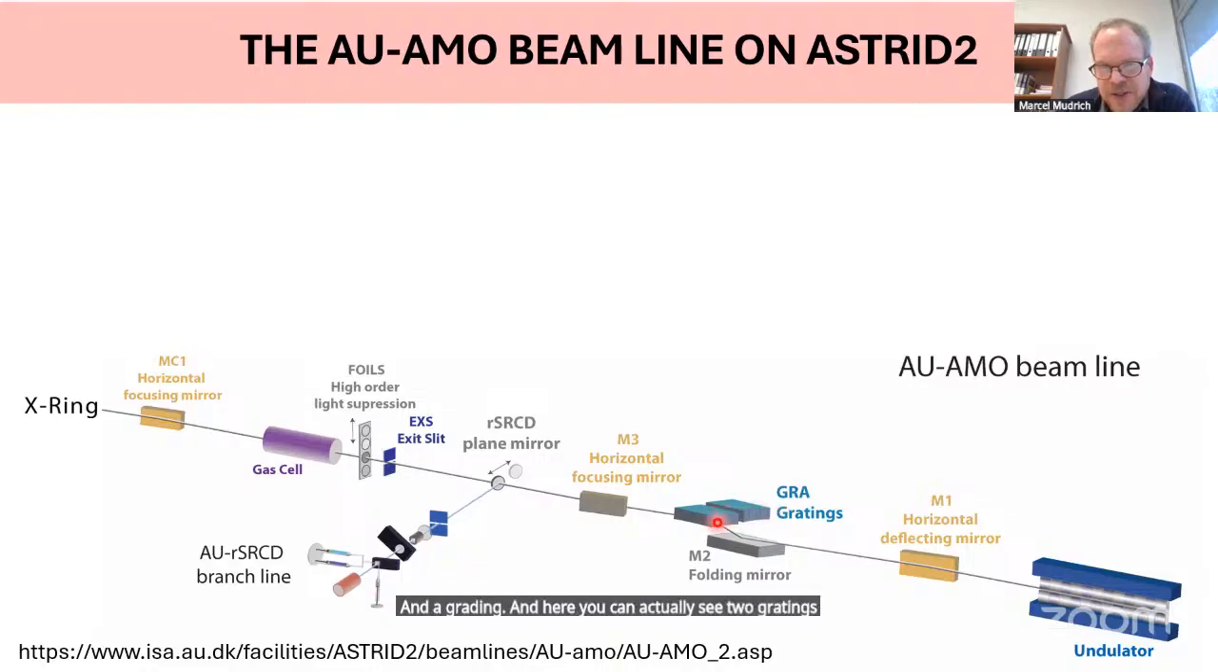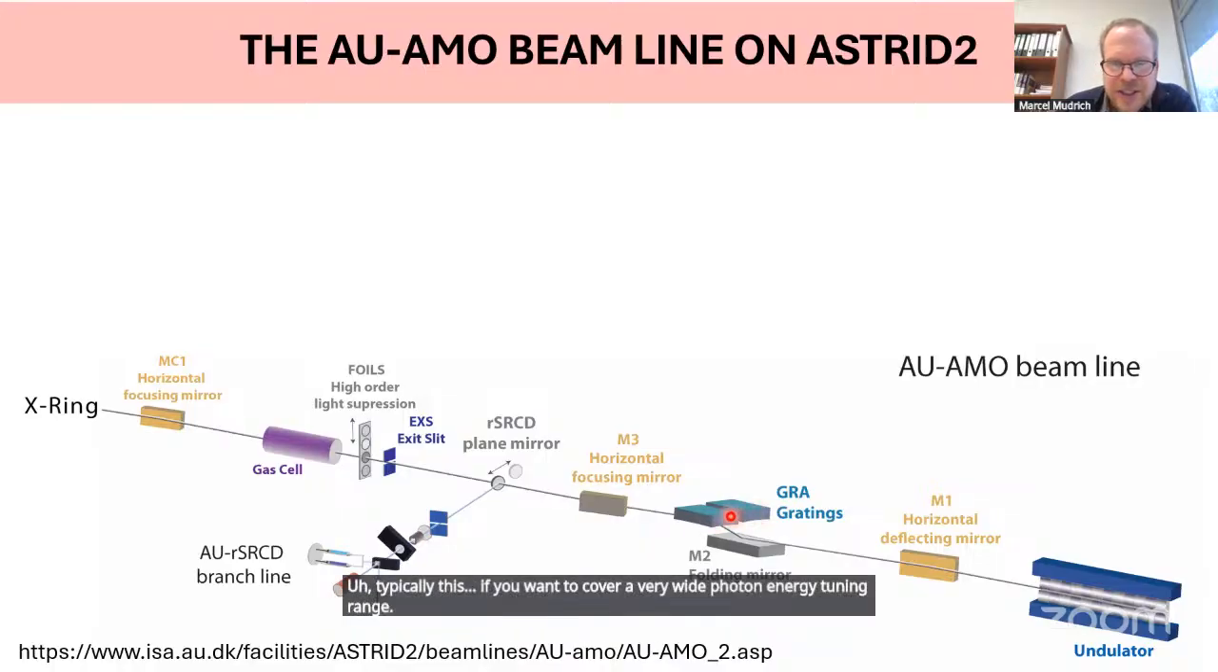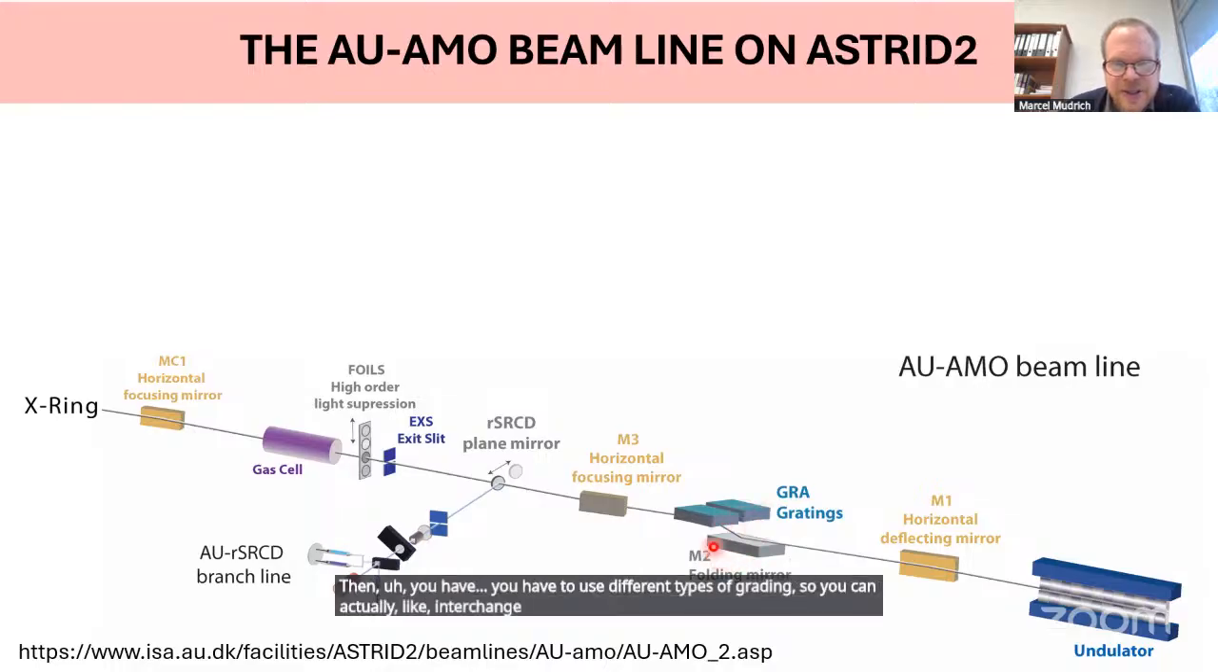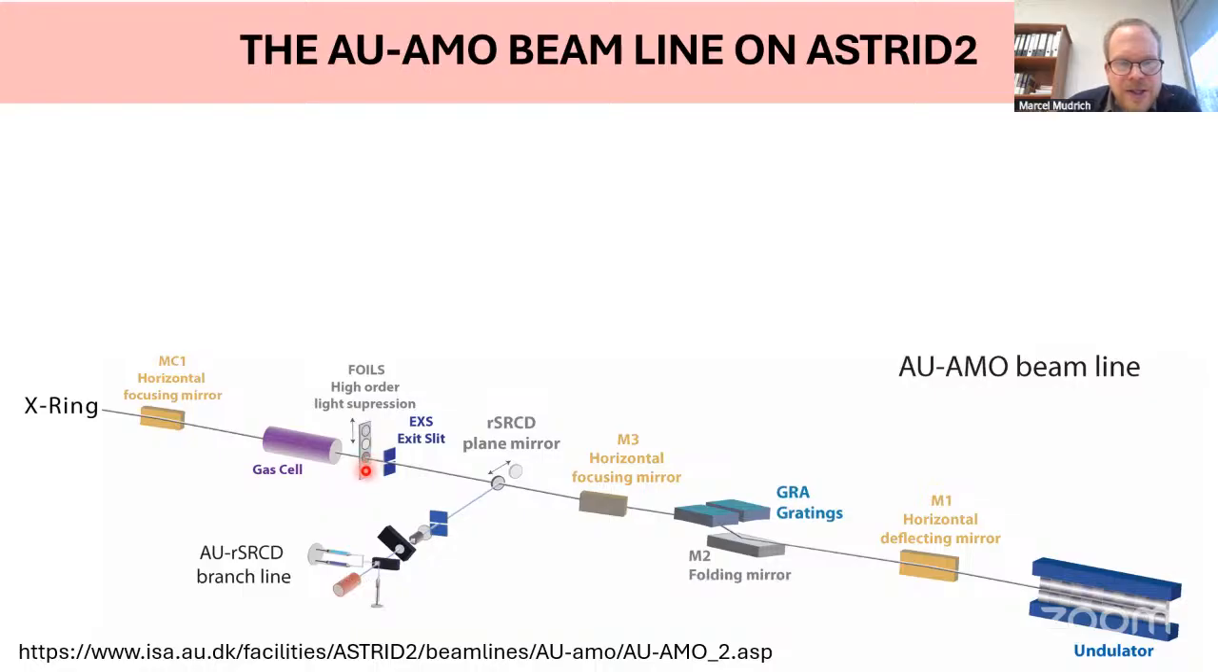This is because typically, if you want to cover a very wide photon energy tuning range, then you have to use different types of gratings. So you can interchange gratings in the setup, and then the beam further propagates. It's focused on mirror M3, and then there are some filters or foils that can be used to cut out higher order radiation, higher harmonics from the undulator and so on.